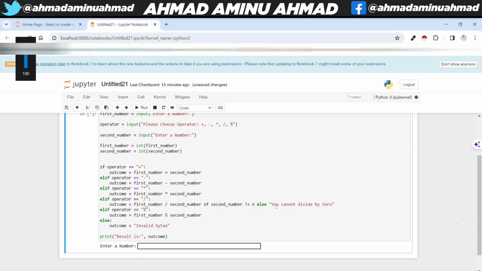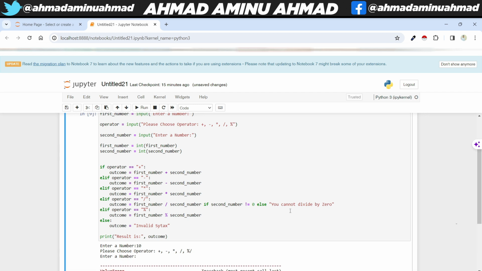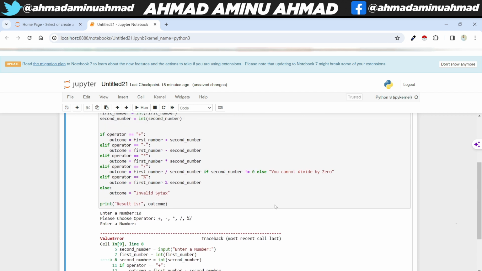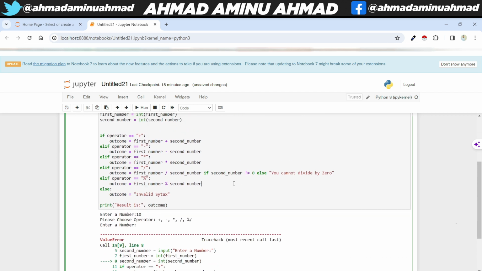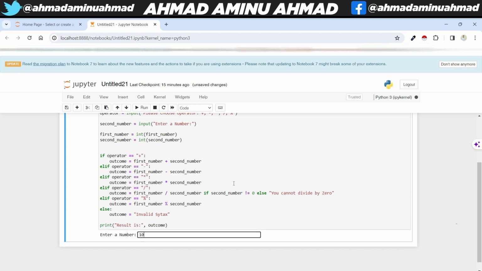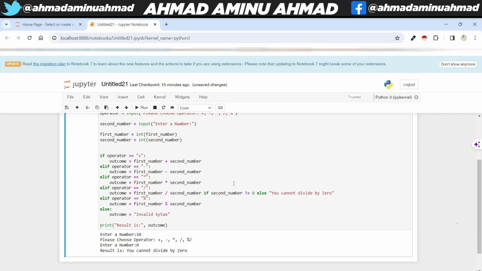So we are going to say 10 divided by 0. It's going to say you cannot divide by 0. So let's see. Okay, what did I put? Okay, sorry. 10 divided by 0 says you cannot divide by 0. Yes, this is how it's going to show us you cannot divide by 0.